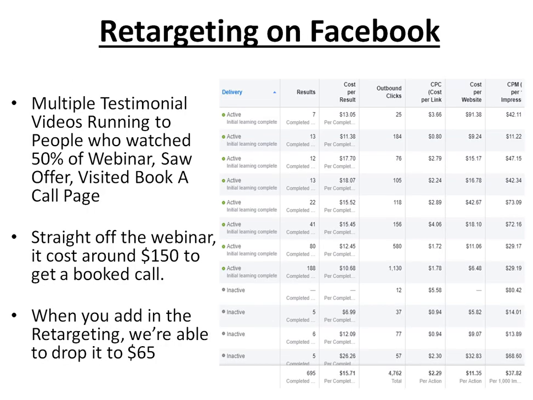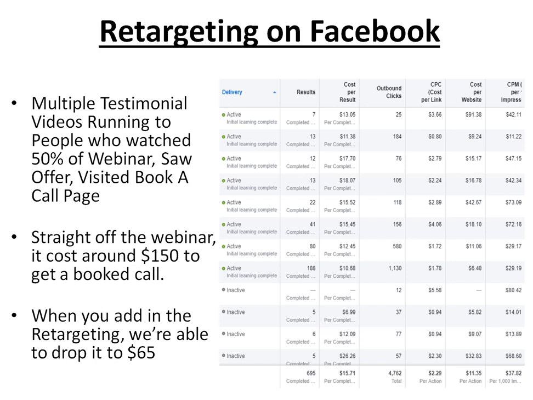Now, retargeting on Facebook. We do multiple testimonial videos running to people who watched 50% of the webinar, saw the offer, visited the book a call page, and you can see we actually got 695 completed book calls from this one campaign for $15. Okay, so $15, and the lead quality is very, very high on this. Okay, straight off the webinar cost around $150 to get a book call. So that means that somebody clicked our ad, they opted into our webinar and actually watched it.